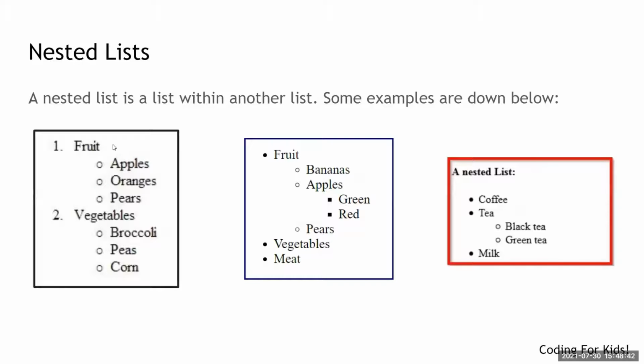We have an ordered list and then a small little unordered list. And then again, we have a second number point, I guess, and then we have a small unordered list. So that's what a nested list is, because you can see we have both types here. We also have both types here, and again here. So that's what a nested list is.